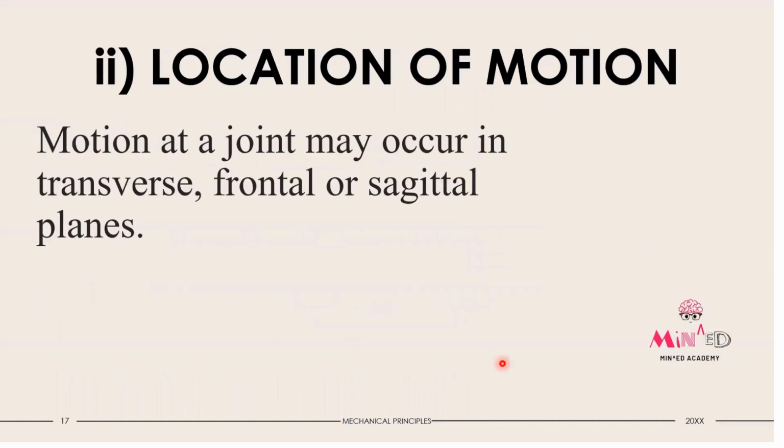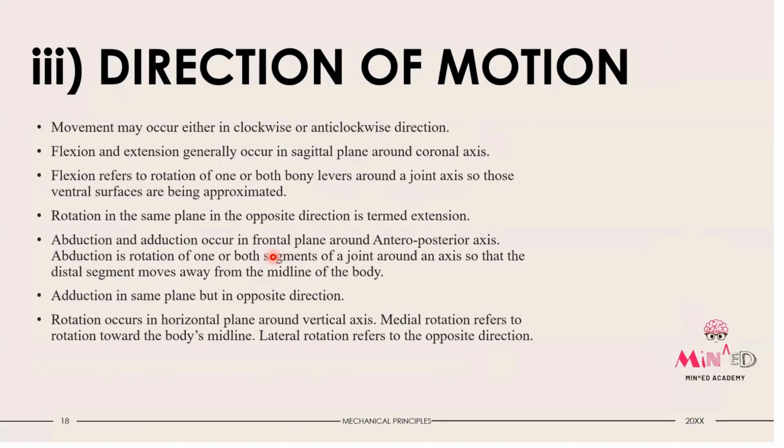Next category is location of motion. Here, motion at a joint may occur in the transverse, frontal, or sagittal plane. So we'll cover this in our axis and plane part. Okay. Next, direction of the movement.